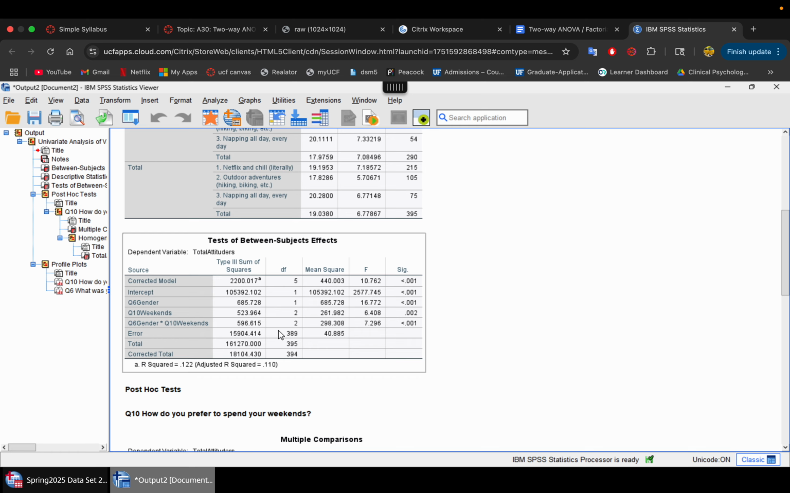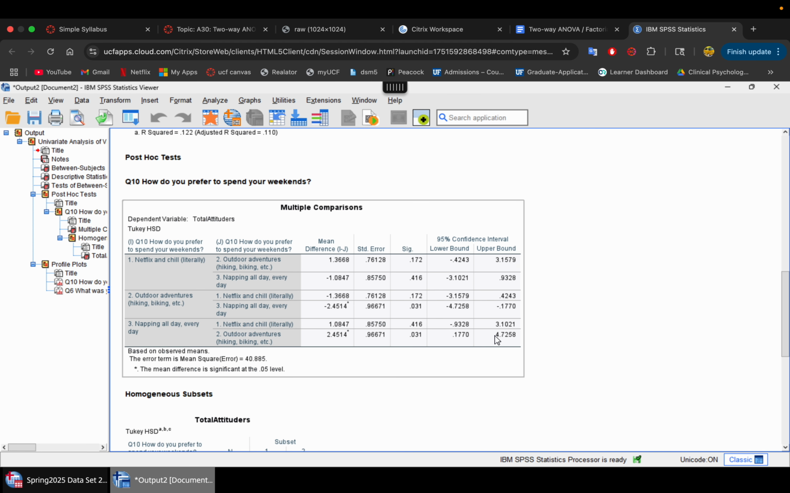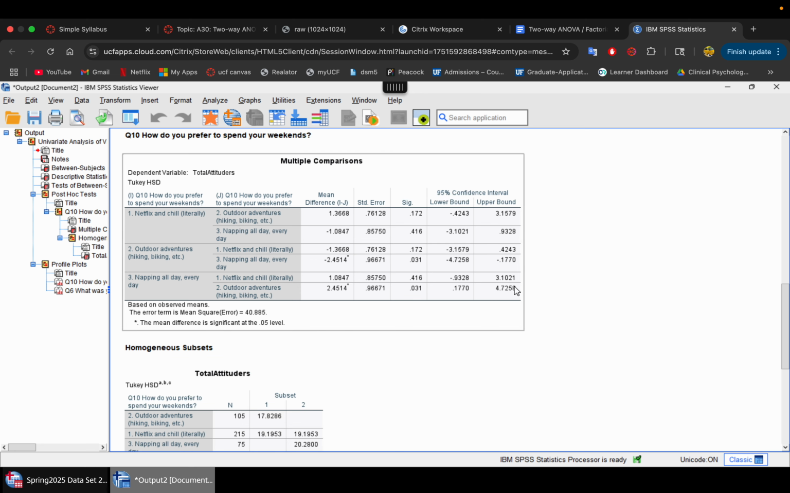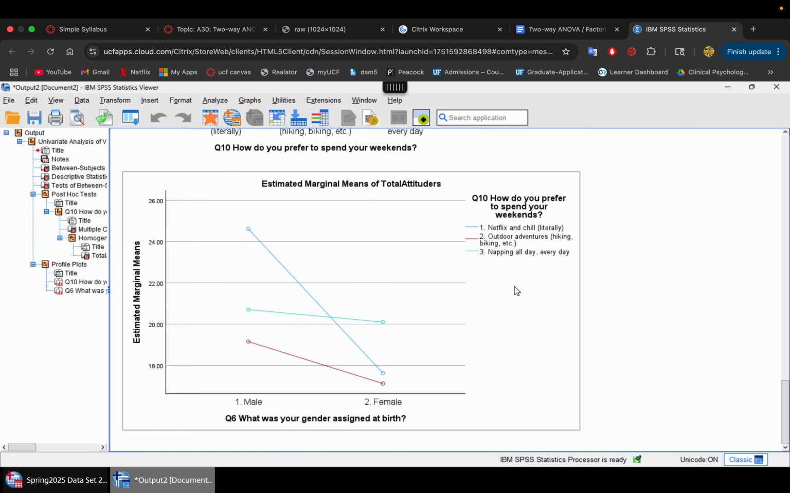So in this row, this DF is going to be your degrees of freedom. This is going to be your degrees of freedom 2. Your degrees of freedom 1 is going to be these, which is 2. And then gender just has 1 because it has 2 factors. Then, how do we report this?